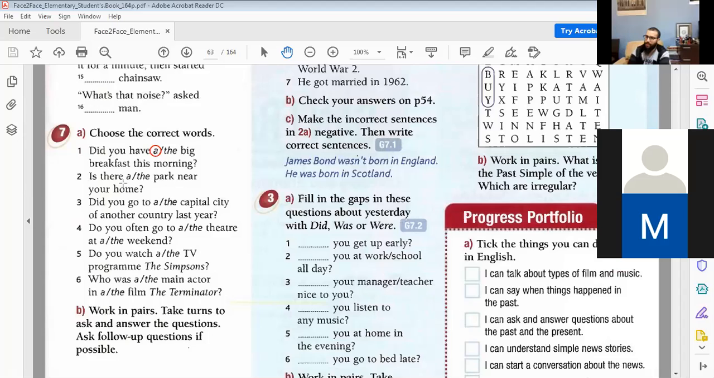Okay, that's right. But why did you choose a? Why did you choose it? The answer is correct. But why? Why did we choose a here? What do you think? When do we use a, Rana, usually? And when do we use the? We use it the first time. That's right. When you talk about something for the first time, we use a. You're right.